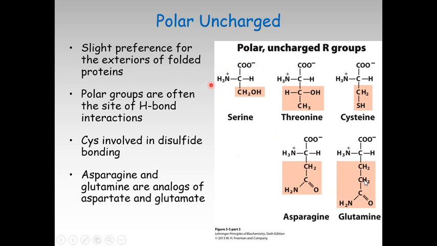The first amino acid that I want your attention on is serine. What is the difference? Serine in this case has a hydroxy substituent attached to this methylene group, right? If there were no OH and it's just H, it is alanine, right? If you replace that H with an OH, it is called serine.